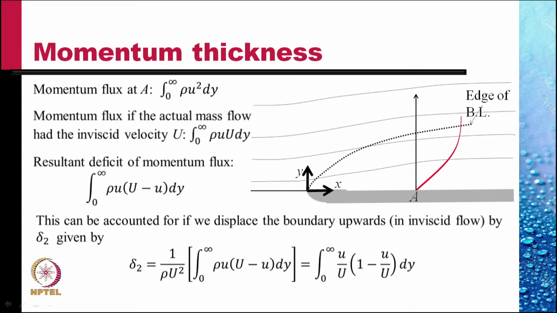This can be accounted for if we displace the boundary, that is the plate, upwards in the inviscid flow by an amount delta 2, given by delta 2 is equal to 1 by rho U square, the integral from 0 to infinity of rho u times (capital U minus u) dy, which can be written in this manner.